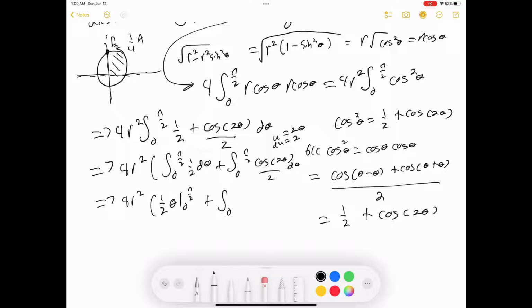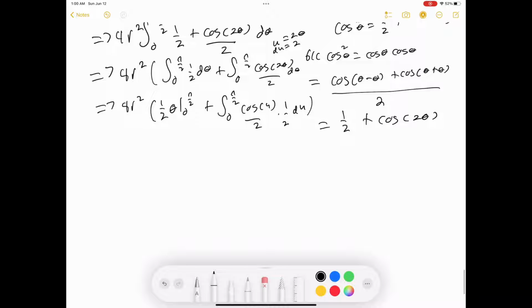We could do a u substitution. Anytime you have cos of 2 theta like that, you know that u is going to be equal to 2 theta. du is 2, right? So we're going to go times 1 over 2 du. That's going to give us 1/4 times sine of u, or 1/4 times sine of 2 theta. So now we've got that first integral with the bounds in. We're going to plug the second integral with the bounds in. And we should come out with the area of a circle formula, right, which is just pi r squared.